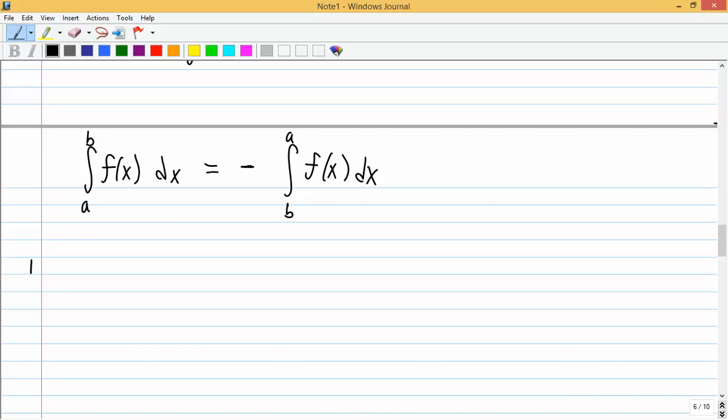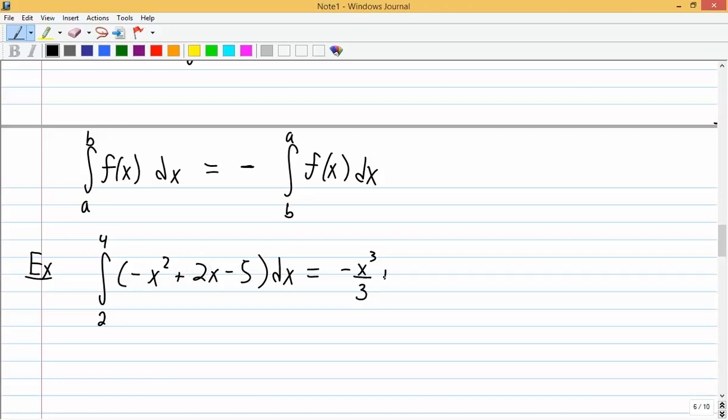Alright, so let's look at one more example real quick of a definite integral. What if I have the definite integral from 2 to 4 of negative x squared plus 4x minus 5. So we need to integrate each term separately. That would be negative x cubed over 3 plus, it's going to be 2x squared over 2, or just x squared, because the 2 in the denominator would cancel that out, minus 5x. And then we're going to evaluate this from 2 to 4.